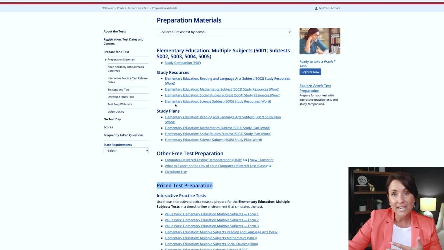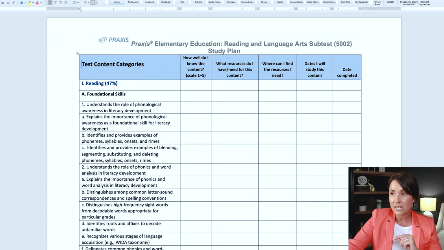And you can see they don't just have that for the reading and language arts. They have it for math. They have it for social science. They have it for science. All of that's here. And then they have this really cool study plan section where you just download the study plan. And you can see that they have questions here. How well do I know the content? Scale 1 to 5. What resources? Where can I find it?